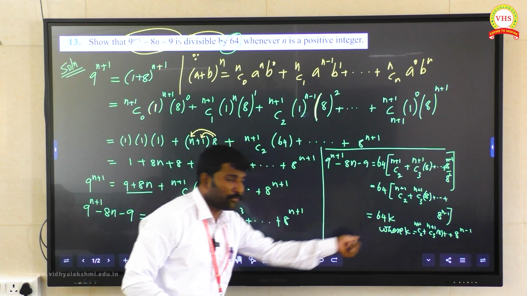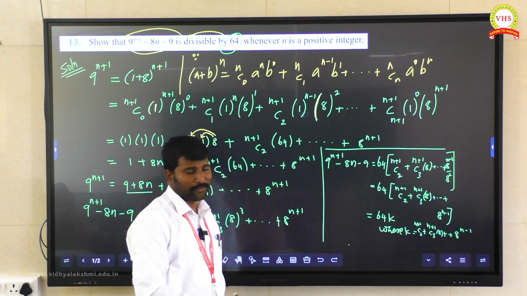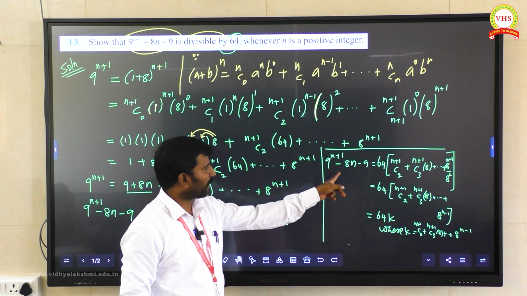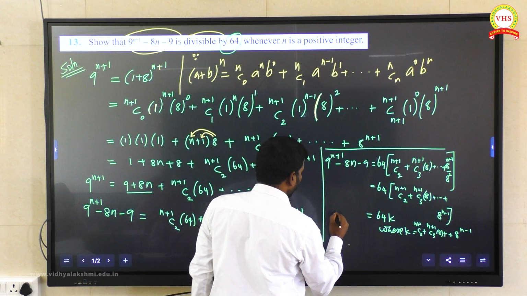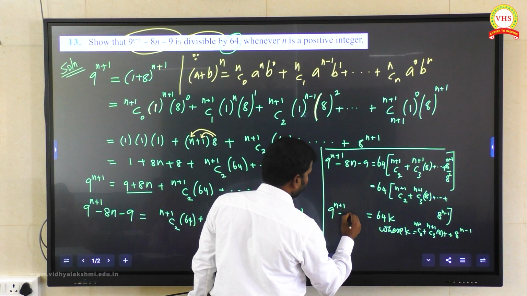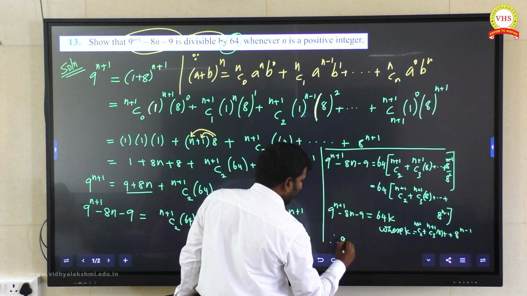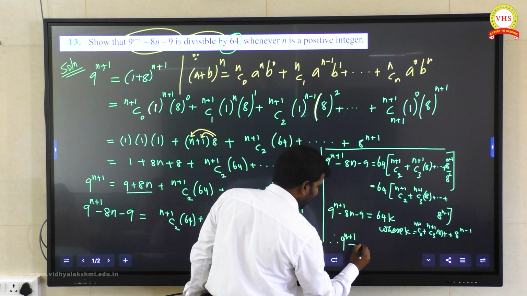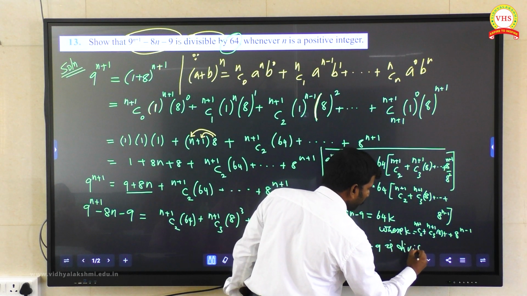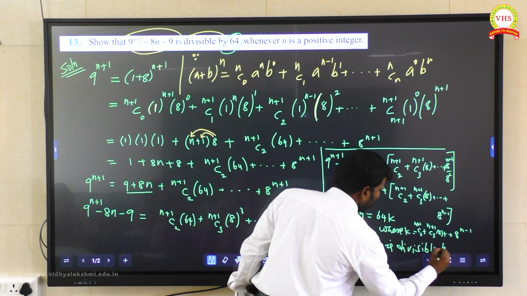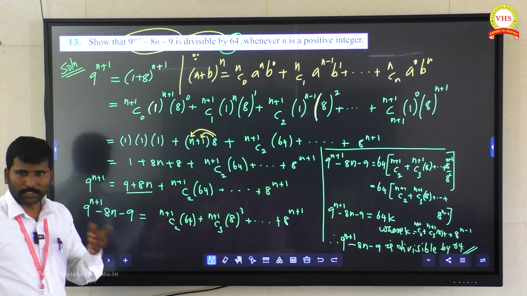Now the multiple 64, when you send it to the opposite side, surely it will be divisible. So you can write now, therefore 9 power n plus 1 minus 8n minus 9 is divisible by 64. No need to bring the 64 to the opposite side. You can write directly, it's divisible. Therefore, 9 power n plus 1 minus 8n minus 9 is divisible by 64. Hence proved. That's it. Do you understand, children? Right.